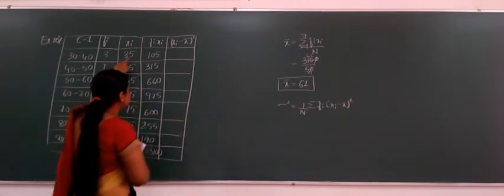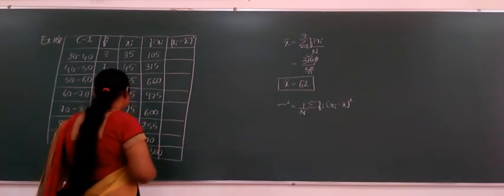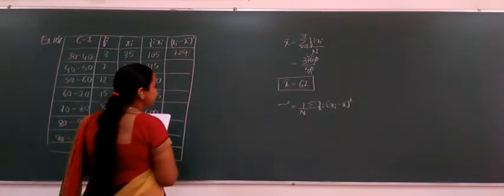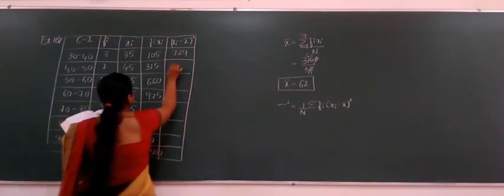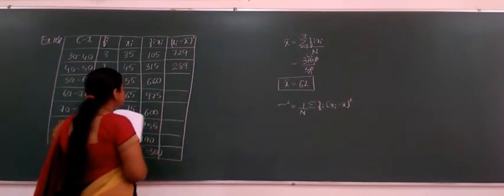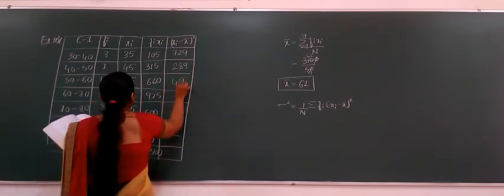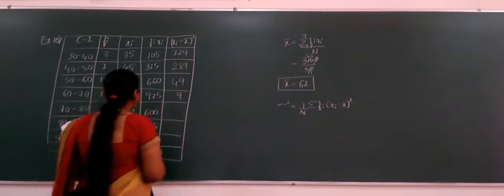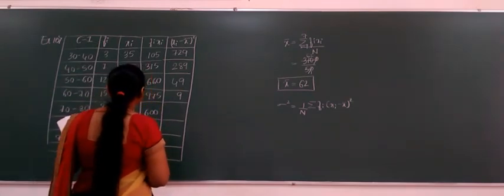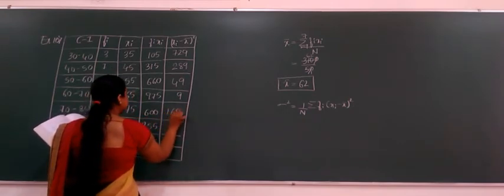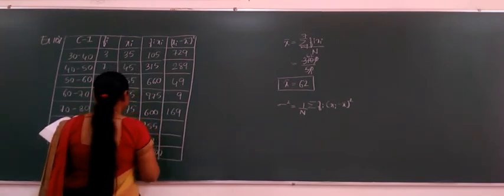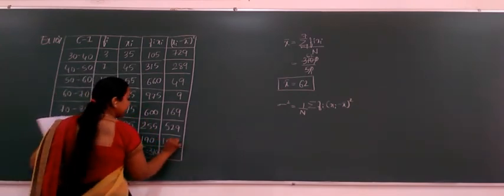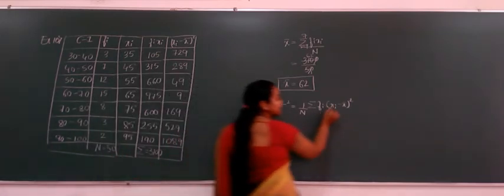Xi's are these. 35 minus 62 and its square, directly I will write, is 729. 45 minus 62 is 17 in magnitude and its square is 289. 55 minus 62 is 7, and 7 square is 49. 65 minus 62 is 3, and 3 square is 9. 75 minus 62, and so on. So we have got Xi minus X bar whole square.